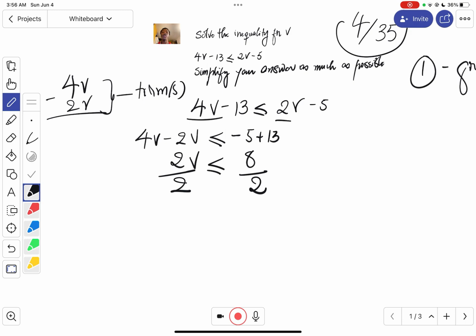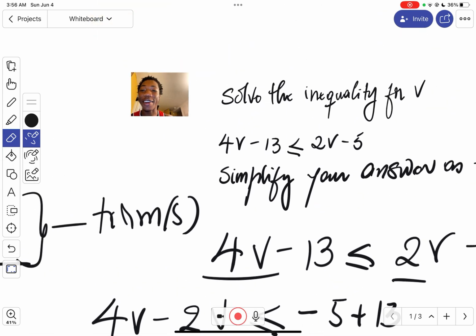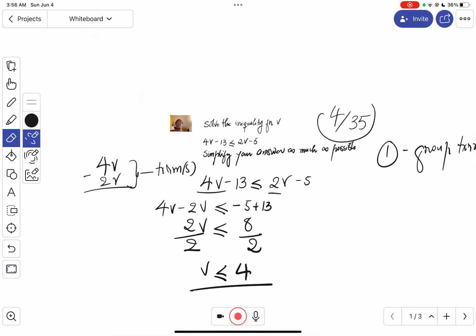So I divide by 2 so that you can get the v by itself. Cancel out the 2, you have the v by itself. And 8 divided by 2 is actually 4. And there you have it, the solution. The solution is 4. Ta-da! I know it was not complicated, but there is some stuff that you need to know before doing everything.